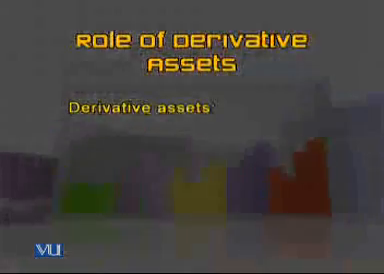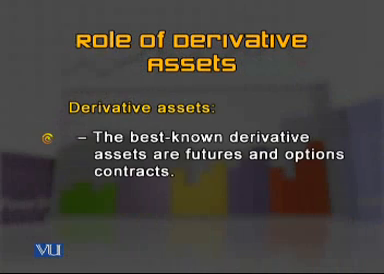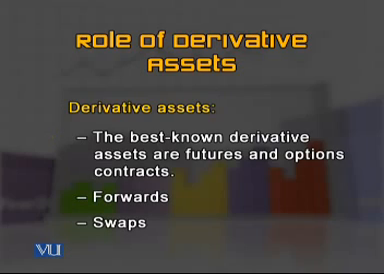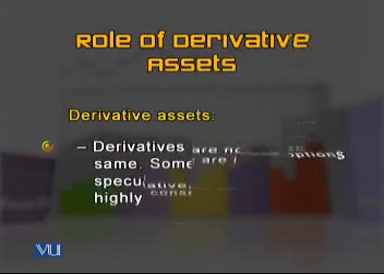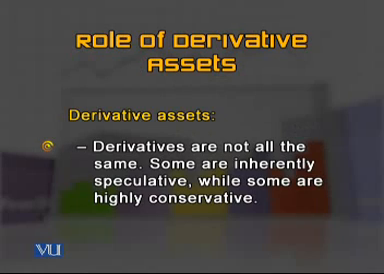Now, one of the most important derivative assets is the futures contract, and alongside it the options contract. These aren't the only two contracts in the derivatives market, but these are the two more popularly used, and we have two other products which I'll mention right now. The derivatives in the options and the futures markets are not the same, but some are inherently speculative, while some are very conservative. It is how you apply or use the derivative assets to your advantage. Making it more speculative or more conservative will all depend on how you understand derivatives.